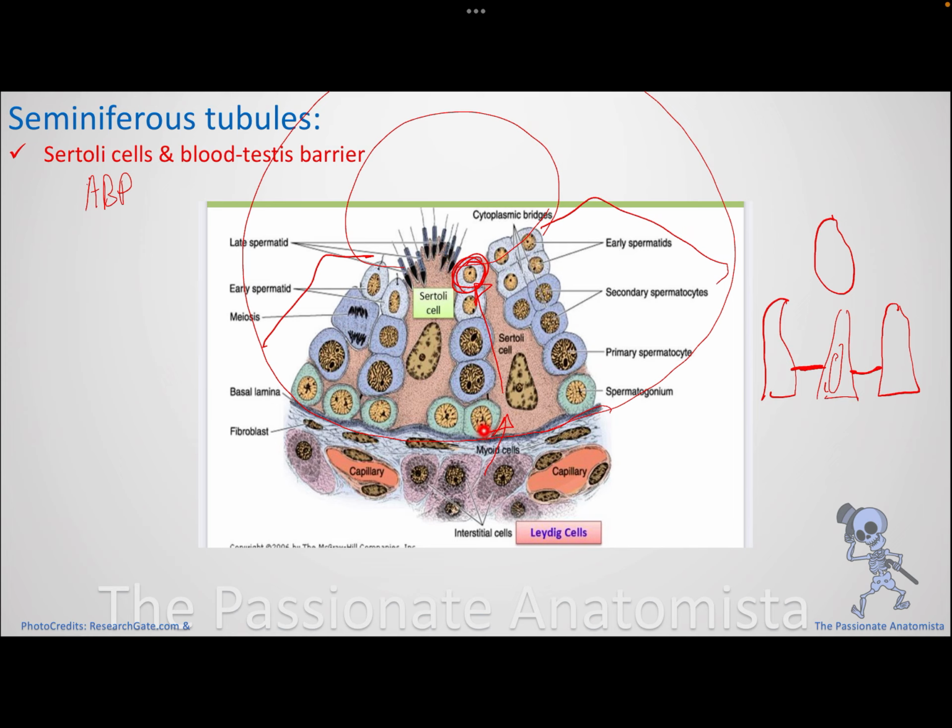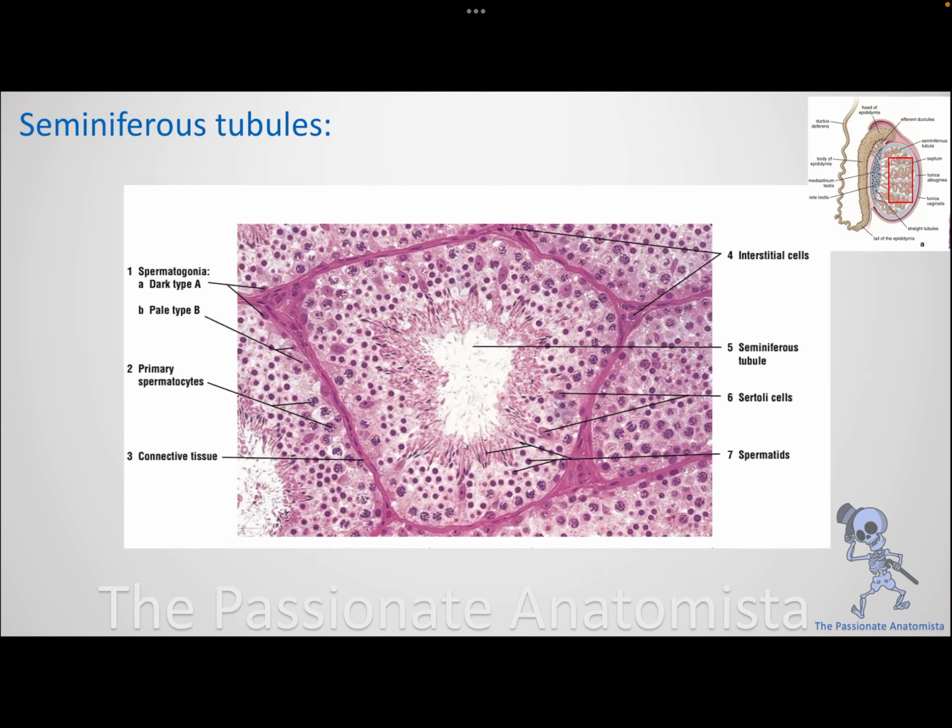Other than that, we talked about all of the cells of the seminiferous tubule. We talked about the Sertoli cells, we talked about the interstitial or Leydig cells, and let's look at how this would look under the microscope. So this is a nice diagram showing how things would look. If you look at the very basal part, you get to see the spermatogonia. If you have any cells touching your basement membrane, that is going to be the spermatogonia.